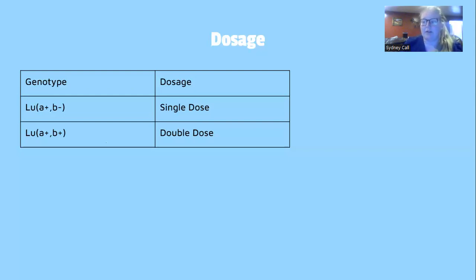Any of the antibodies against the LUA may react significantly stronger when mixed with an LUA positive, B negative cell than with the double dose, which is an A positive, B positive, which has less of the LUA, which is a stronger antigen to test for because it's present on essentially 99% of the cells.